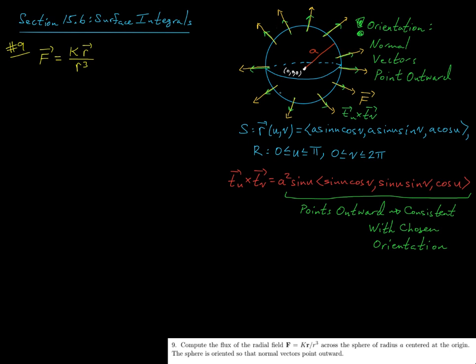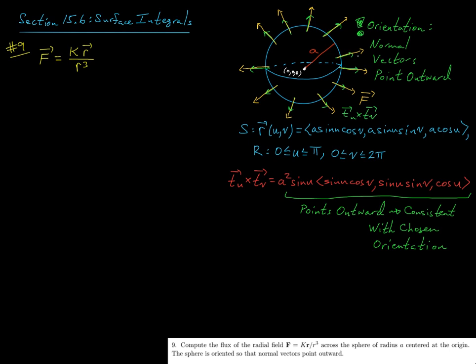Now we're integrating over the sphere. So here's the parameterization for the sphere from the worksheet. Taking the whole sphere, u, which is just the angle phi in spherical coordinates, varies from 0 to pi, and v varies from 0 to 2 pi. Here's the normal vector, tu cross tv, again straight from the worksheet. And we note that this vector, tu cross tv, points outward as well. So our parameterization is consistent with this chosen orientation for normal vectors to point outward.